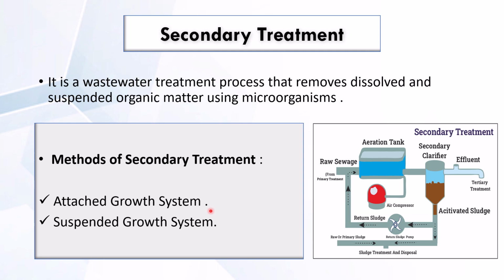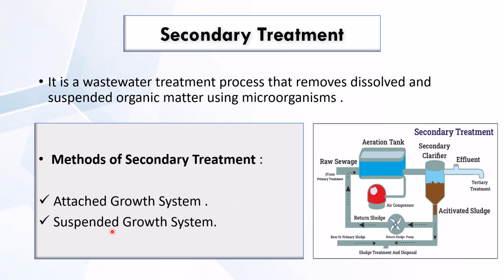The first is the attached growth system and the second is the suspended growth system. In the attached growth system, the biomass is attached to the media. Basically, the media is a platform of rocks or plastics where the bacteria grow, and after that the wastewater is passed through this media and the clarification happens. An example of this is the trickling filter.